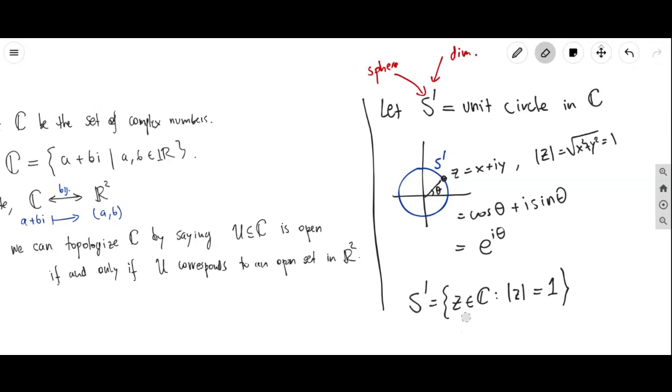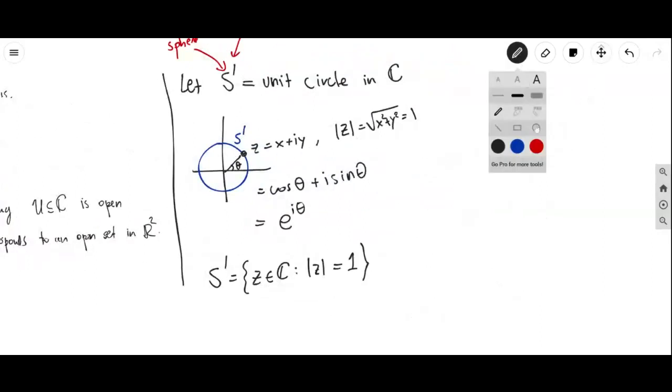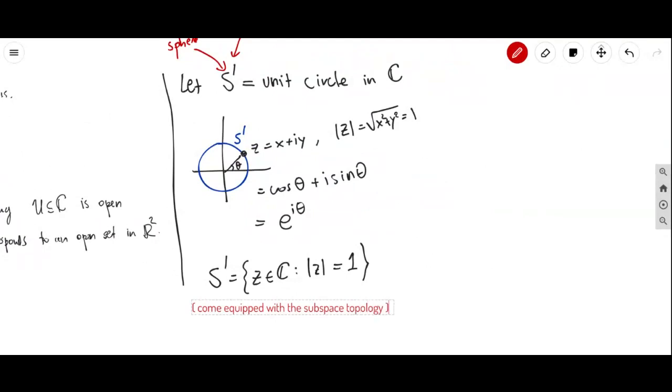This will typically be the way we work with the circle. It's more convenient to use complex notation when working with the unit circle, and later on in the semester, this is the way we would typically work with it. Of course, this unit circle comes equipped with the subspace topology. S1 is a subset of C, and C is a topological space, so it has the subspace topology. So that's the unit circle.